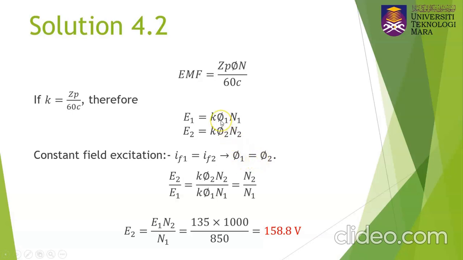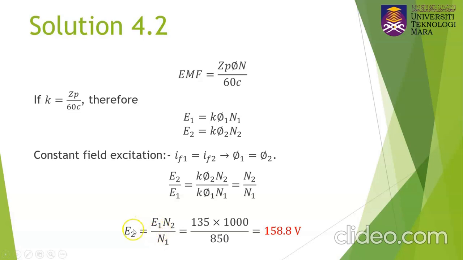Let's divide equation 2 by equation 1. So it becomes E2 divided by E1, equal to K flux 2 N2 divided by K flux 1 N1. K over K we can cancel out, and flux 2 is equal to flux 1, so we can cancel out too. So now the equation becomes N2 divided by N1.